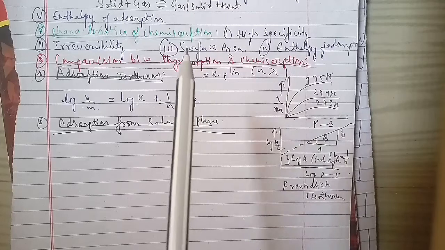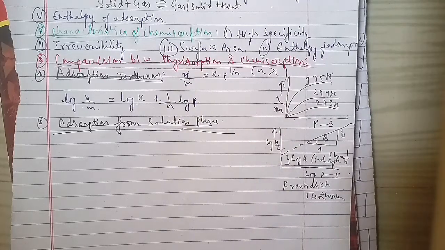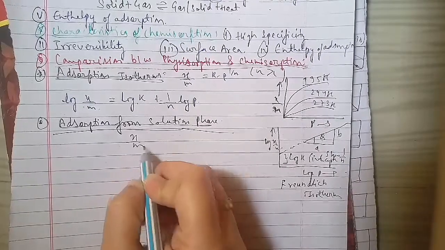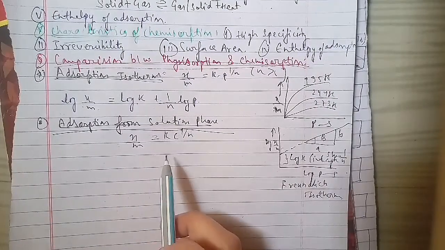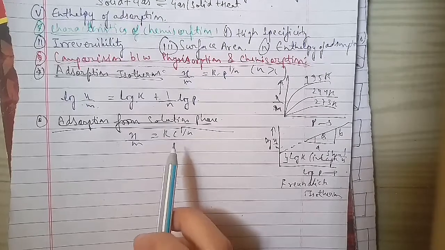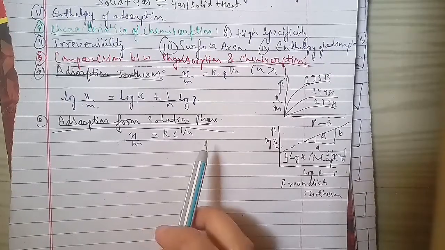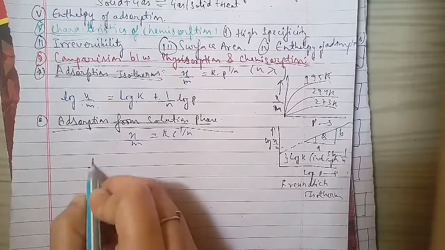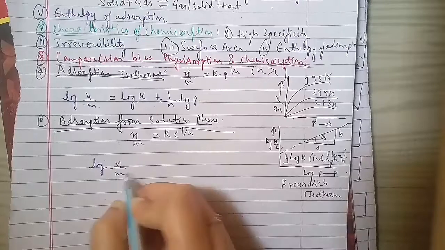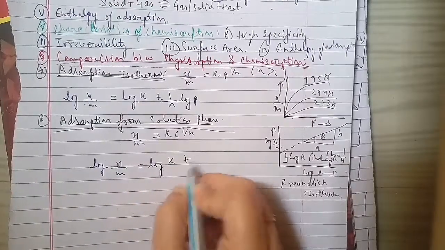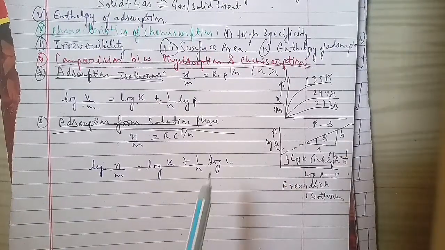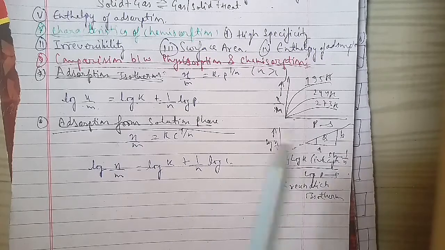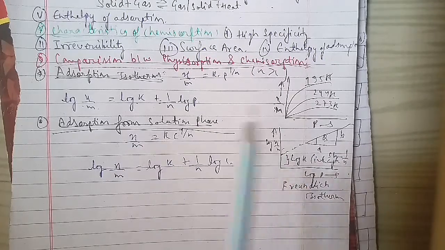Plotting log(x/m) against log C, a straight line is obtained, which shows the validity of the Freundlich isotherm. This can be tested experimentally by taking solutions of different concentrations of acetic acid, and equal volumes of solutions are added to an equal amount of charcoal in different flasks. The final concentration is determined in each flask after adsorption, and the difference between the initial and final concentration gives the value of x. Using the above equation, the validity of the Freundlich isotherm can be established here. Now we will discuss applications of adsorption as well.